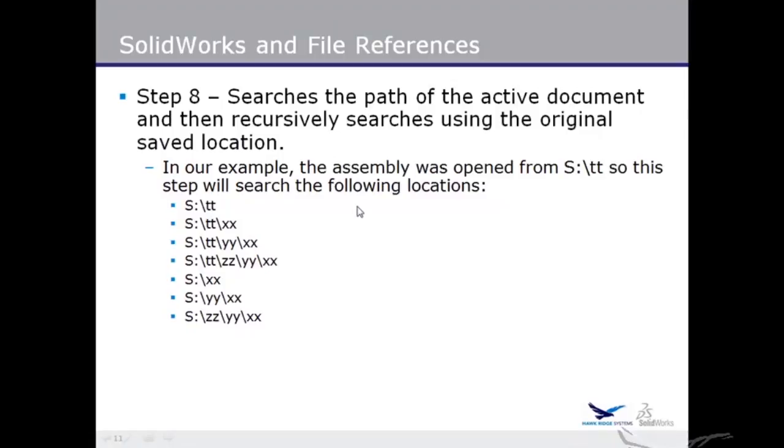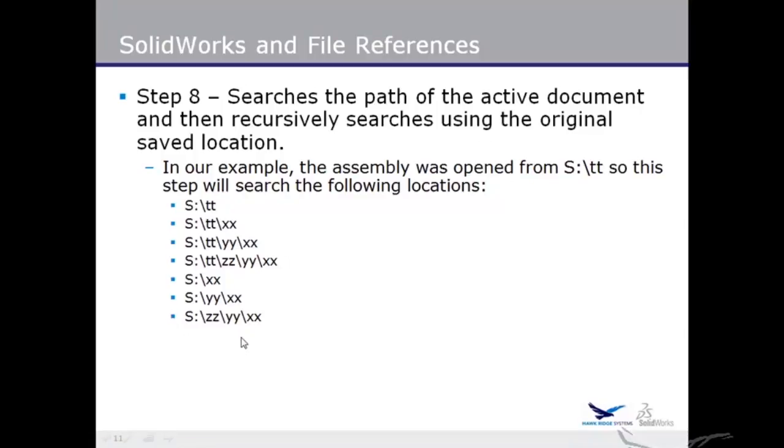So if we move on to step 8, what it does is it searches the path of the active document. So the active document is the file we just opened, the assembly we just opened. So we opened that from the S drive out of the TT folder. So it's going to look for bracket.solidpart in the S drive's TT folder. If it doesn't find it there, it's going to go back through this whole recursive searching method, appending the folder locations until it just gets to the S drive with the original folder location.